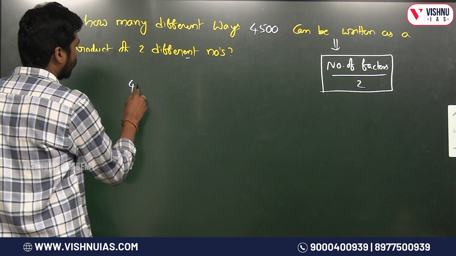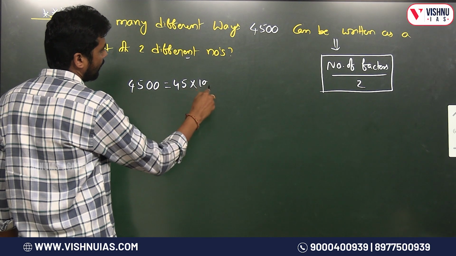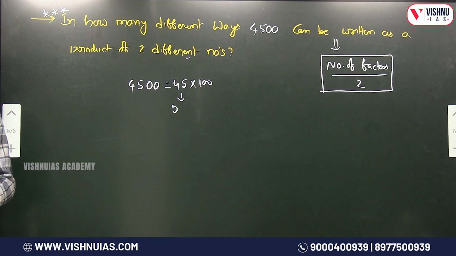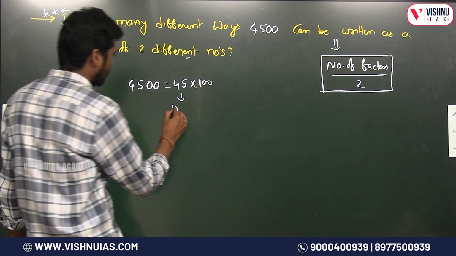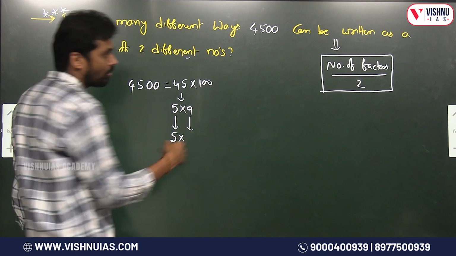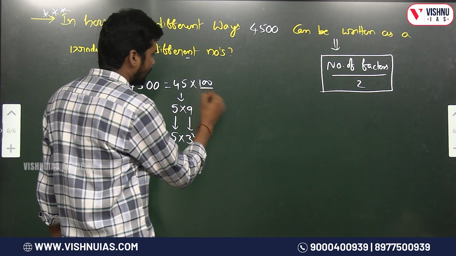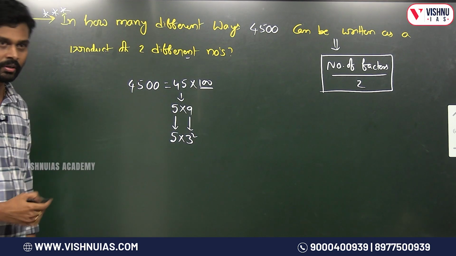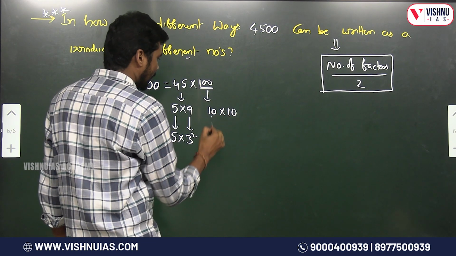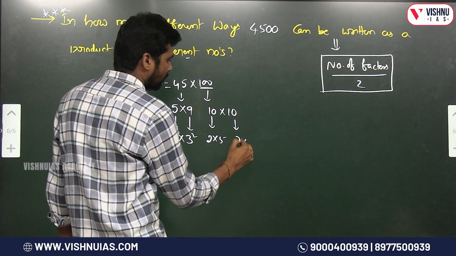So 4500, you can write it immediately as 45 into 100, right? 45 means, what is the immediate idea that comes to your mind? 5 into 9. 5 is a prime number, no problem, but 9 is not a prime number. How do you write 9? 3 square. Yes. Then tell me, 100 can be written as what? 10 into 10. 10 means a product of prime numbers, 2 into 5, 2 into 5.